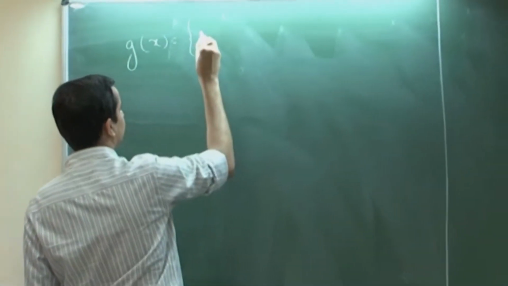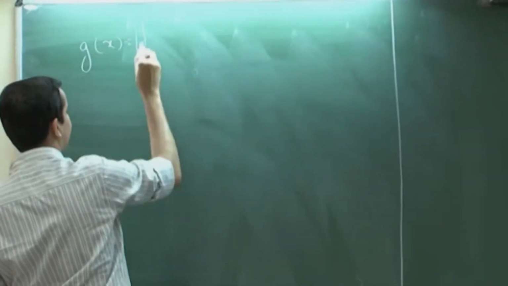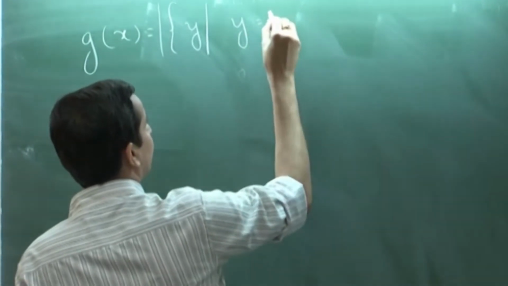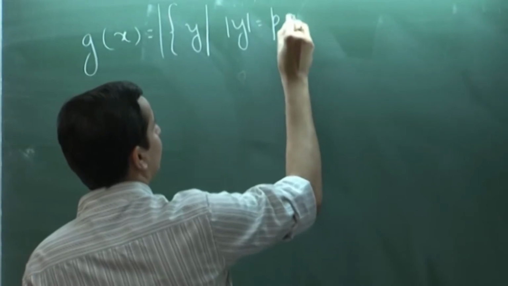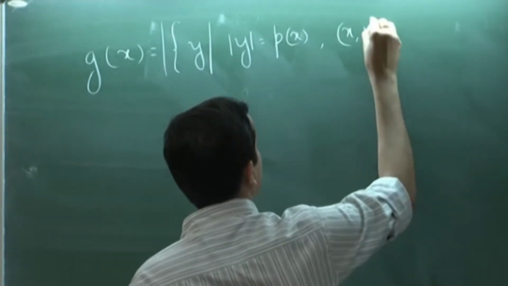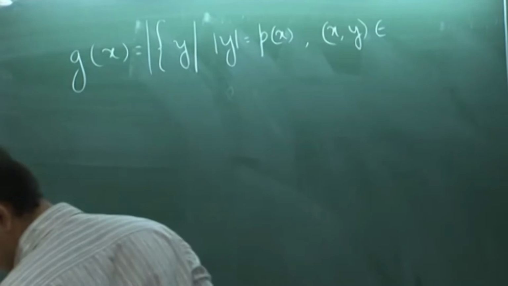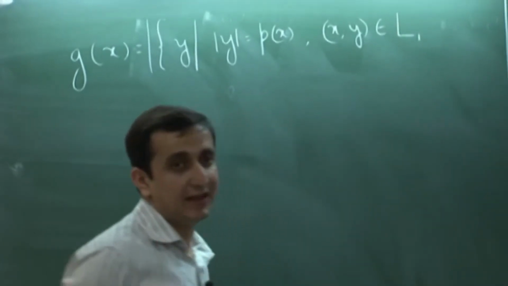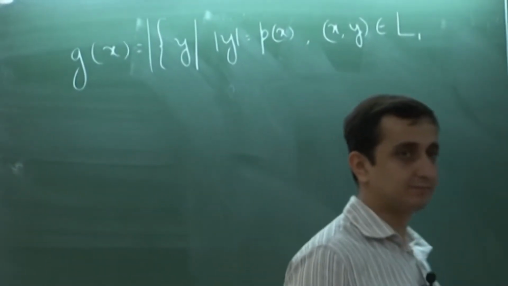So, what we had were these two functions. We defined the function g of x as the cardinality of the set of all certificates y such that y had length p of x and x comma y belong to the language L1, right? L1 was that parity P language.